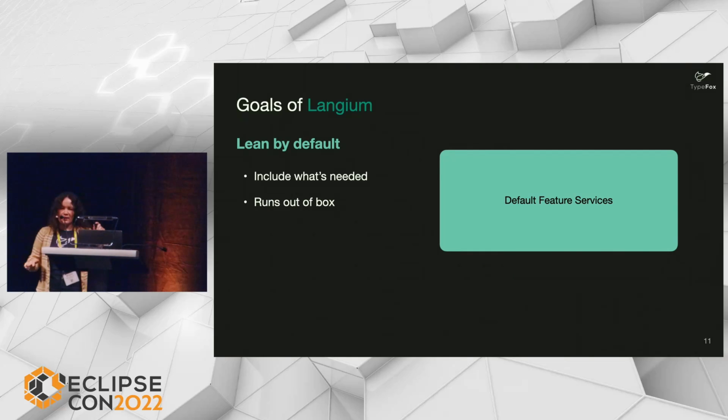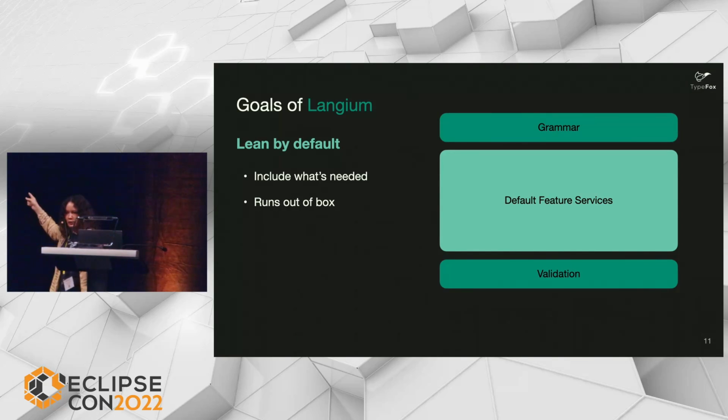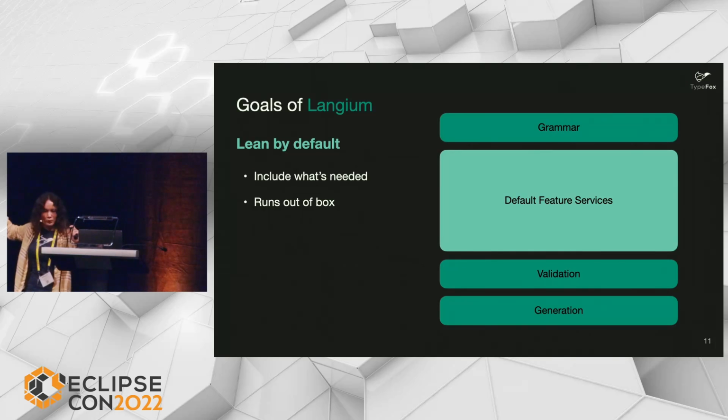Another thing about Langium is that it's lean by default. Default feature services already exist for you. You need to implement only the grammar, and if you want custom validations, and if you want generation from your DSL to some other language that is already able to do some evaluation. And everything is working pretty fast.